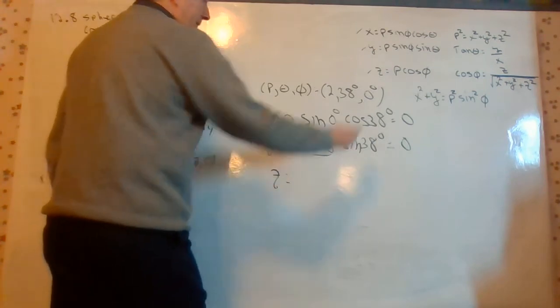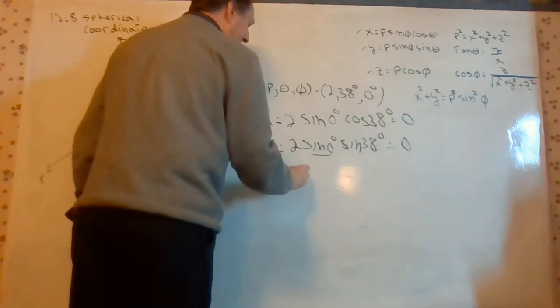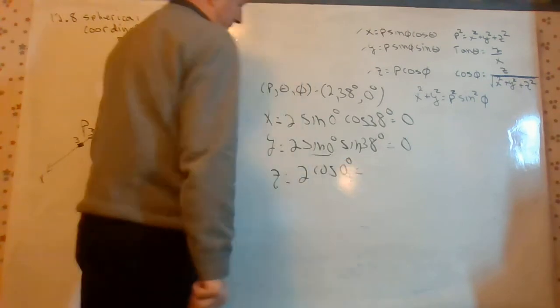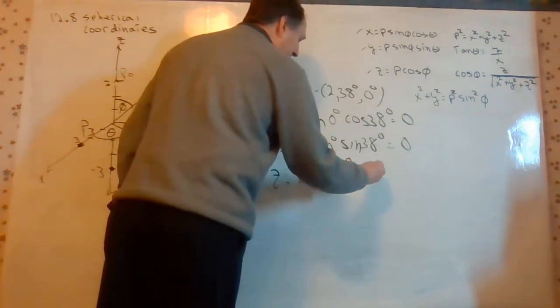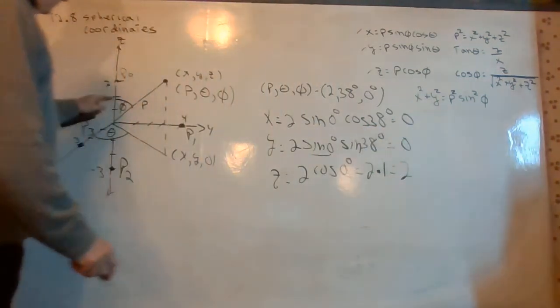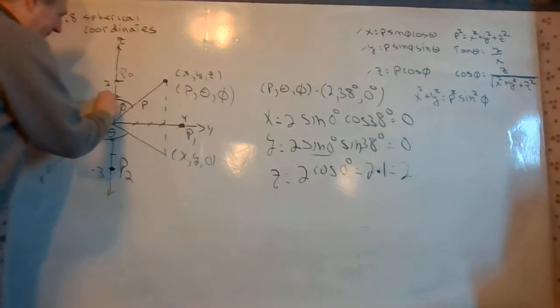Z equals rho cosine phi, 2 cosine 0. Cosine 0 is 1. 2 times 1 is 2. So 0, 0, 2. Guess what? That's this point right here. Okay.